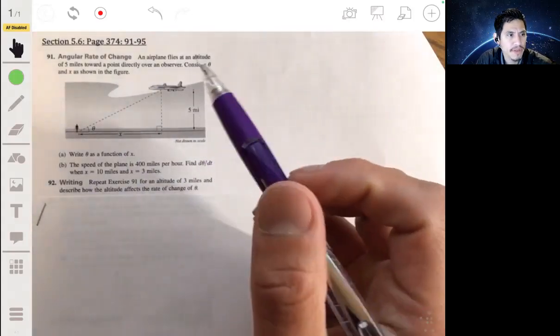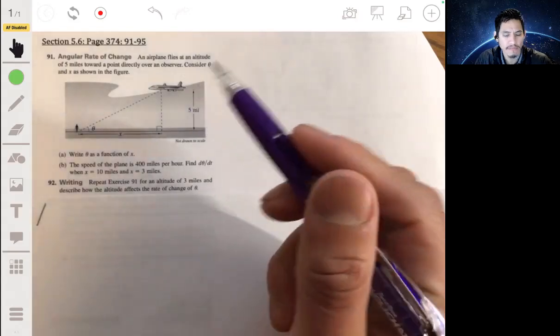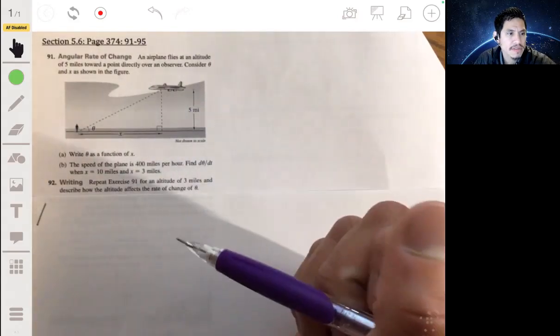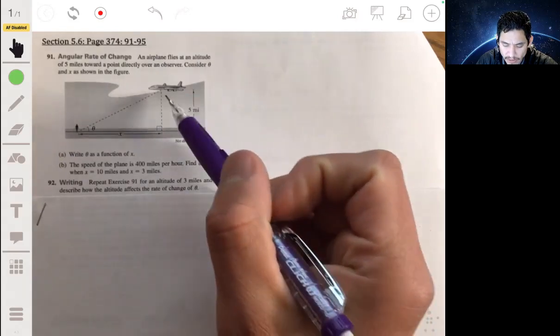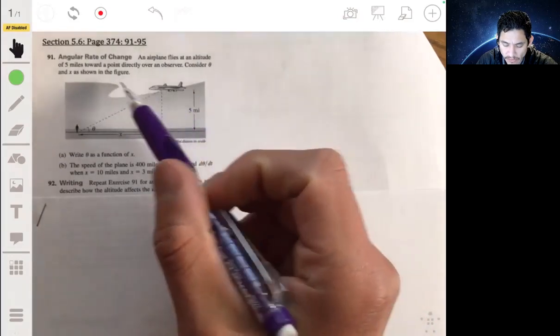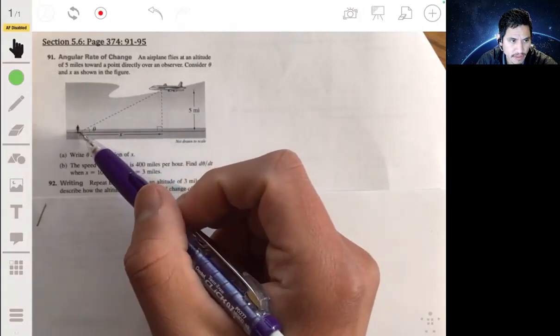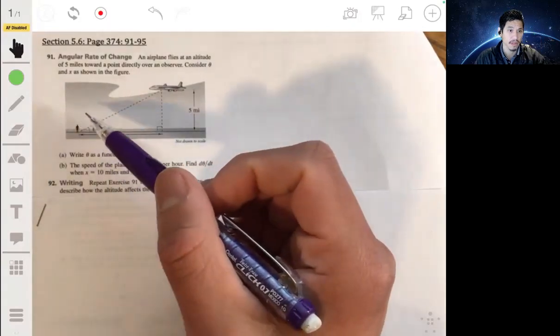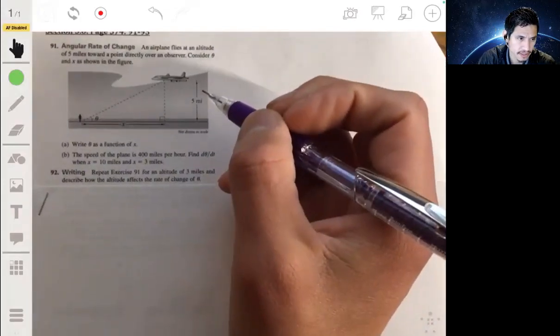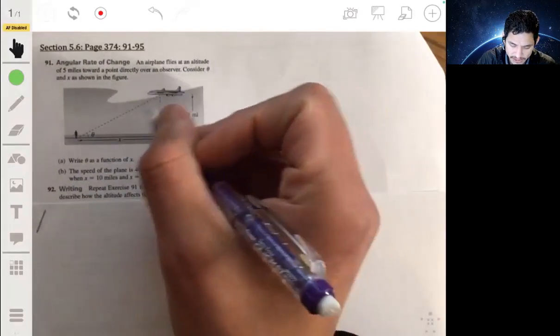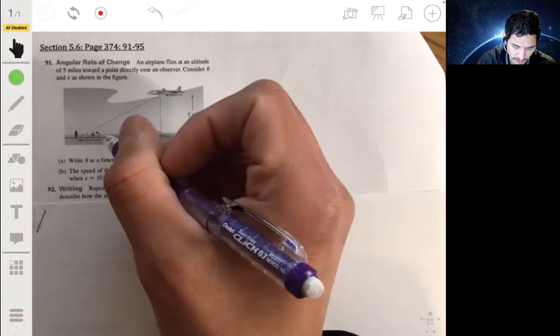All right, so we're going to go over problem 91. Here we have this scenario where we've got a plane that's flying at an altitude of 5 miles above the ground, and it's going to go over a point directly above this person. It's a tall person. And so we want to essentially make sense of this diagram first. We have our angle theta there.